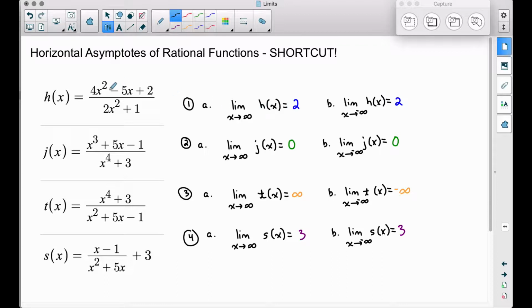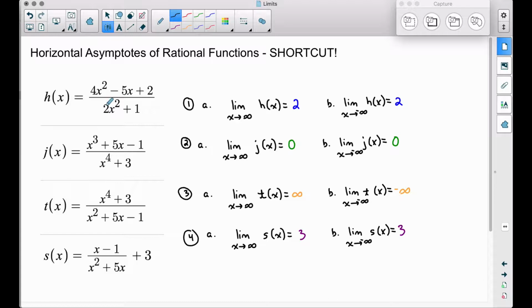Let's look at h of x and notice the degrees. The degree of the top is 2, the degree of the bottom is 2. These degrees match up. What we want to do if the degrees match up is take the leading coefficient of each of those pieces, 4 and 2, and we want to divide them. 4 divided by 2 is 2, hence that 2 there. Now I could change this to a 3 and a 3, and if I left that 4 and that 2 alone, we would still have the same horizontal asymptote.